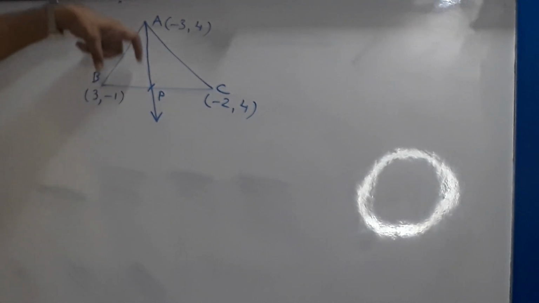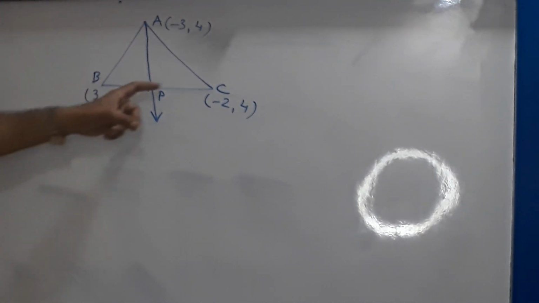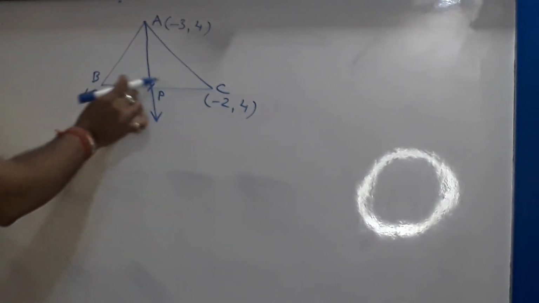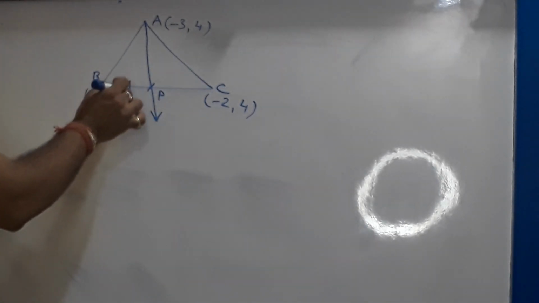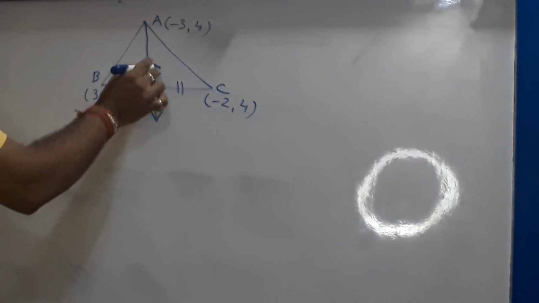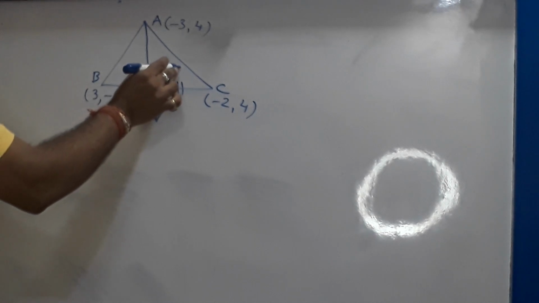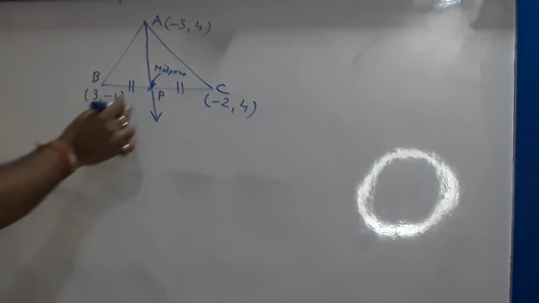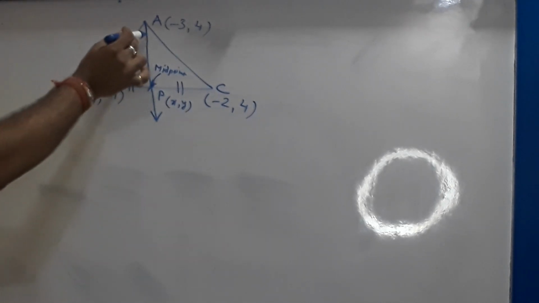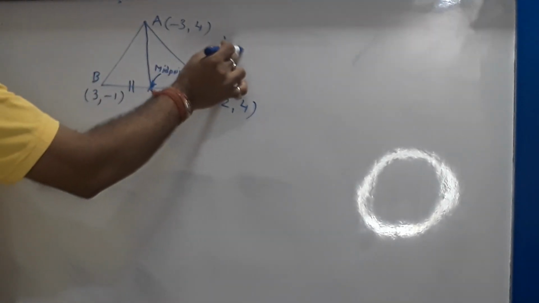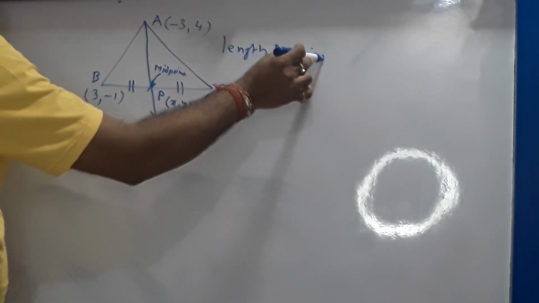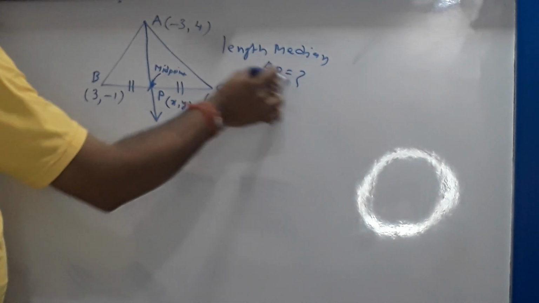So what is a median? It divides BC. AP is a median of BC, which means P divides BC equally, that is, PB is equal to PC. So P becomes the midpoint, having coordinates (x, y). Then it is asked, what is the length of the median AP?